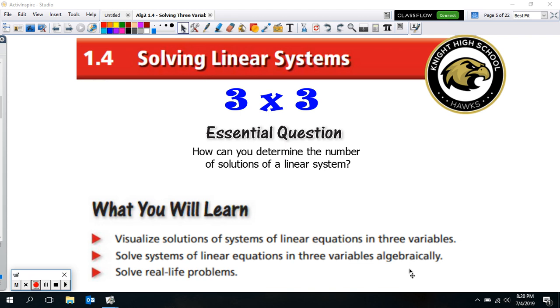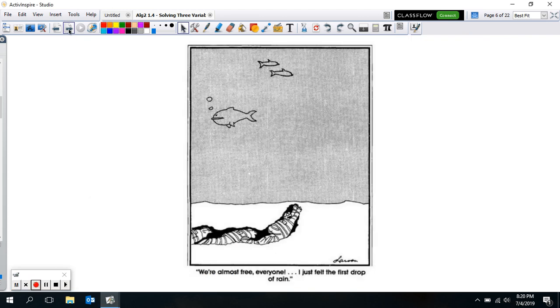So we are going to start by just looking at a little cartoon first. Here's a Far Side cartoon. Some guys, it looks like they broke out of jail, tunneling their way. "We're almost free, everyone. I just felt the first drop of rain." Apparently they're under the ocean.